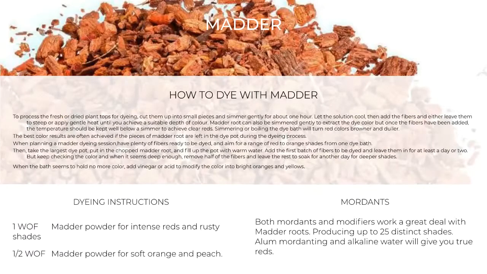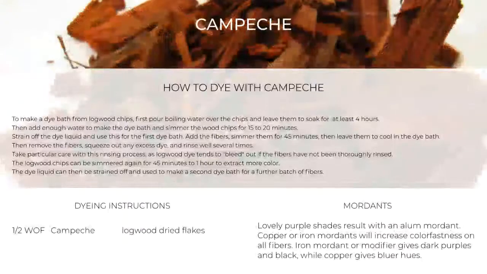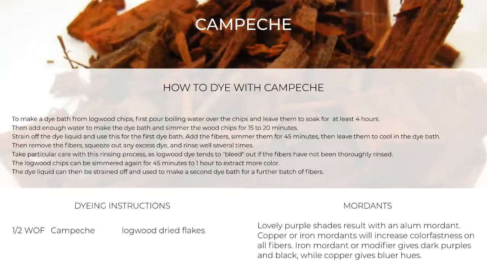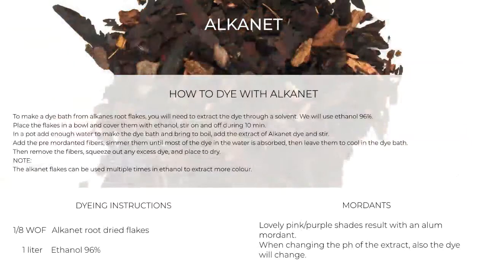Campeche is another incredible wood. It's a wood that yields incredible bright fuchsias and purples, even though you wouldn't expect it from the look. These are dried flakes, and they react very well in both water and in ethanol. Alcanet is the same. Alcanet is one of the plants that you also find in the recipes, also for the ink making that I will send. And these roots yield beautiful reds and purples and blues, but only when extracted with ethanol. When you extract them in water, you will have very soft grayish purples.